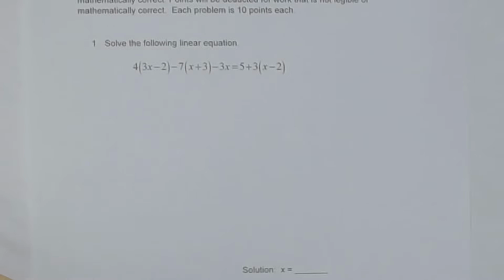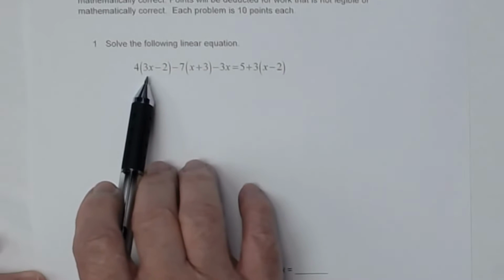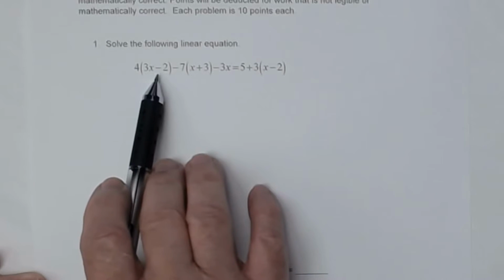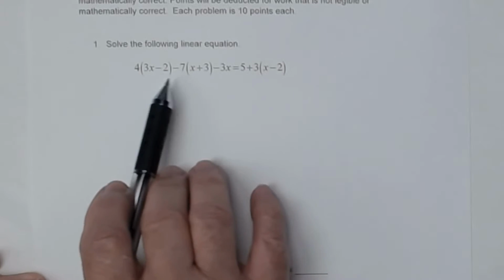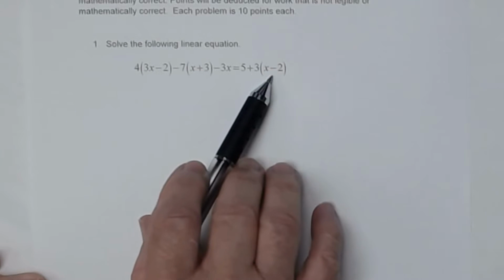All right, so this is the key to the problems from the previous test. So let's look at number one. In number one, you want to solve the following linear equation. I want you to notice, though, that you do have some grouping symbols. So you have parentheses here, here, and here.